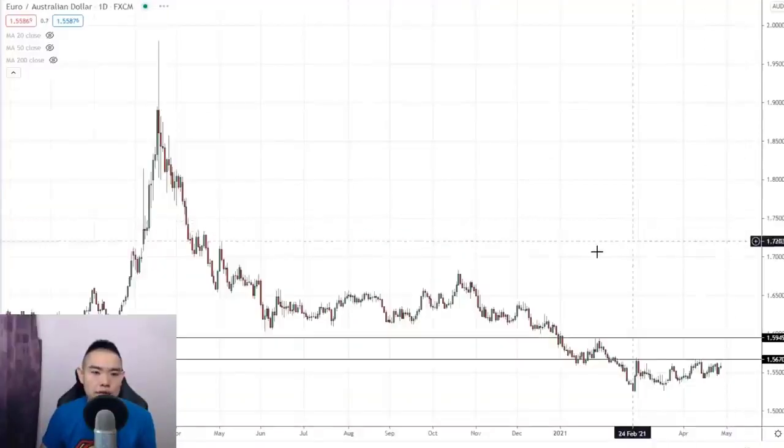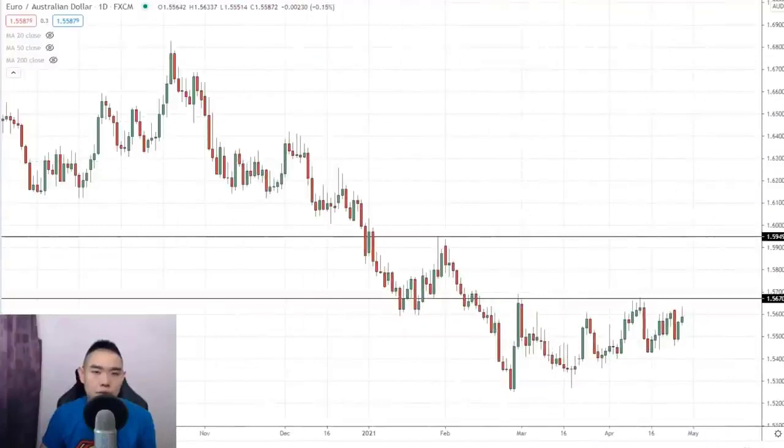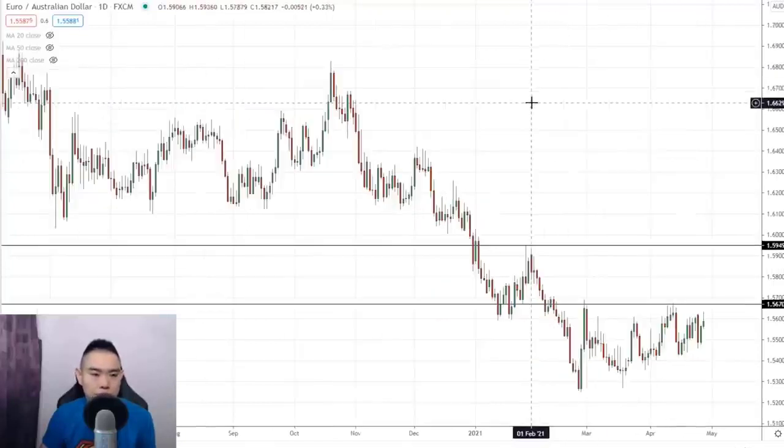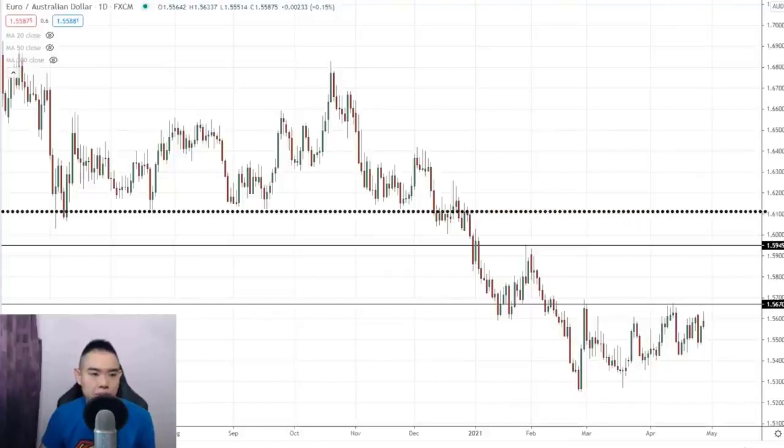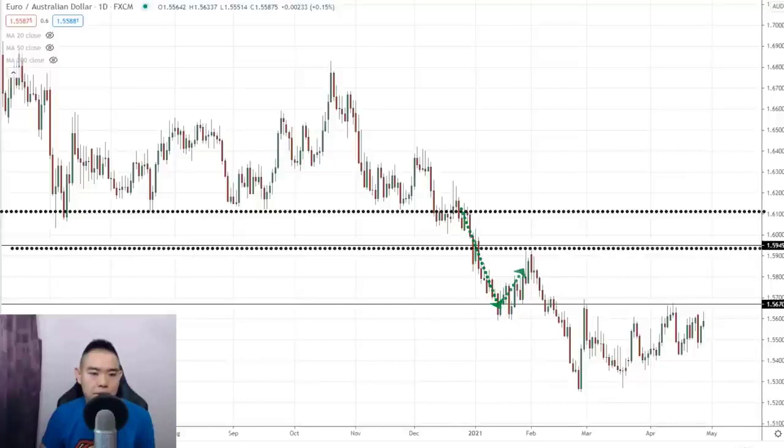Another example, euro against the Australian dollar. For this one, you can see that this market is in a downtrend, a series of lower lows and lower highs. Okay, we're not talking about market structure now. Now we want to pay attention to the support and resistance. So if you look at this one over here, you can see that this previously is support. Price broke below support and retested previous support, which became resistance.